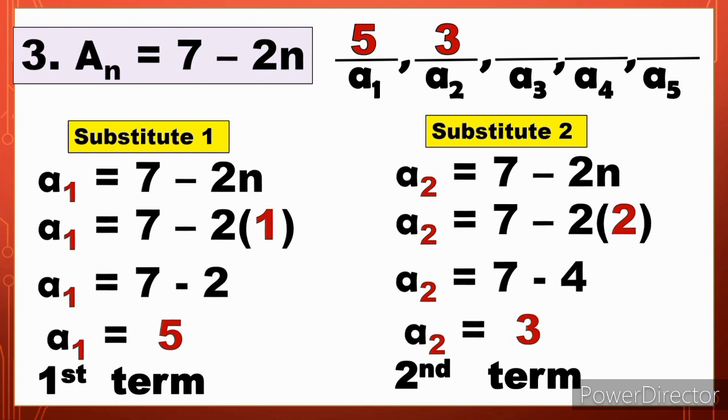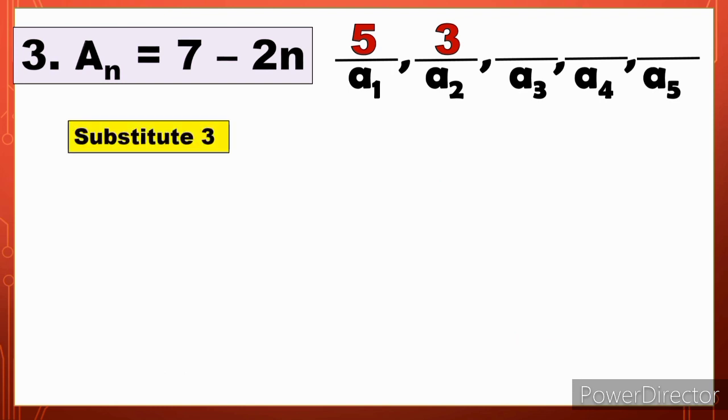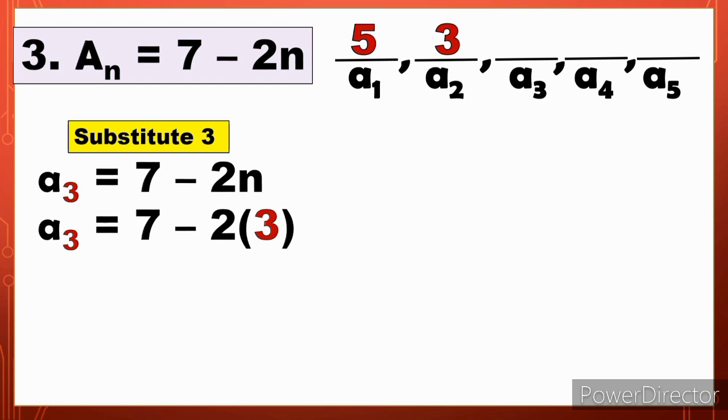Okay, next, to find the third term, or a sub 3, we substitute 3. So, we have now a sub 3 equals 7 minus 2n. And then substitute 3, papalitan natin yung n ng 3. Then now we have a sub 3 equals 7 minus 2 times 3. Then simplify, negative 2 times 3 is negative 6. Therefore, we have a sub 3 equals 7 minus 6. And 7 minus 6 equals 1. Therefore, our third term is 1.